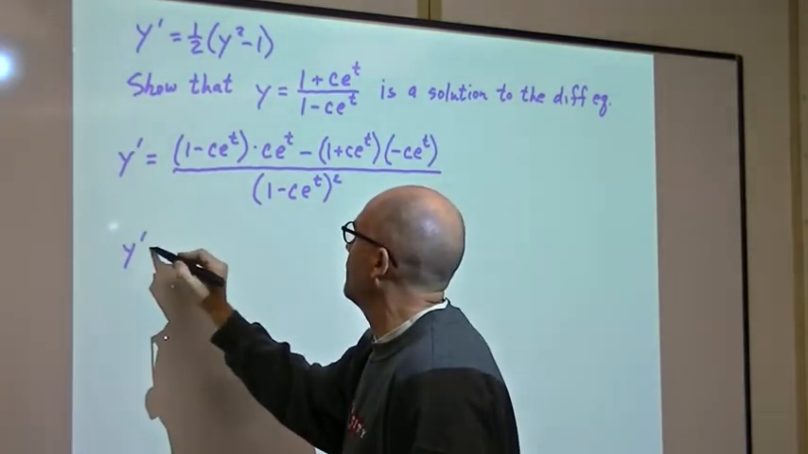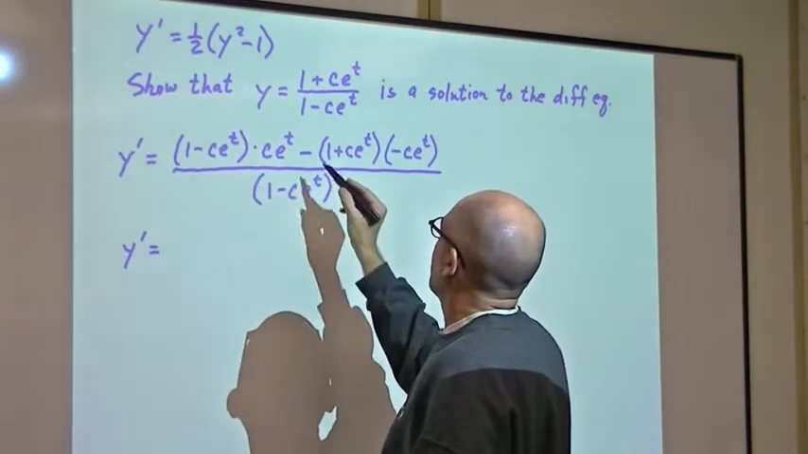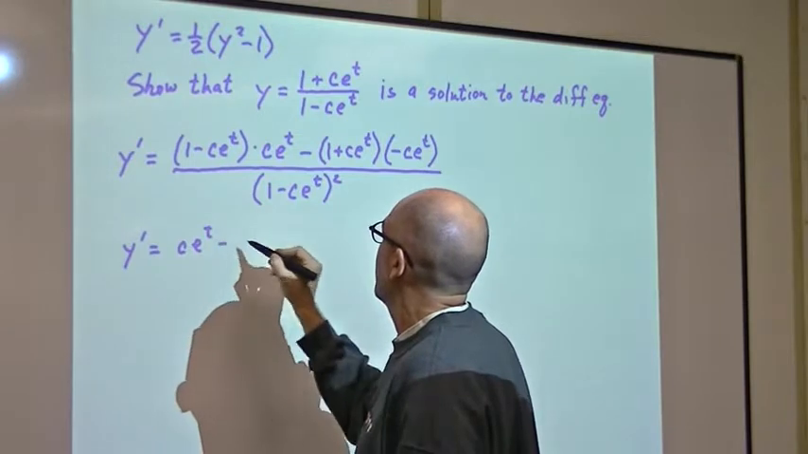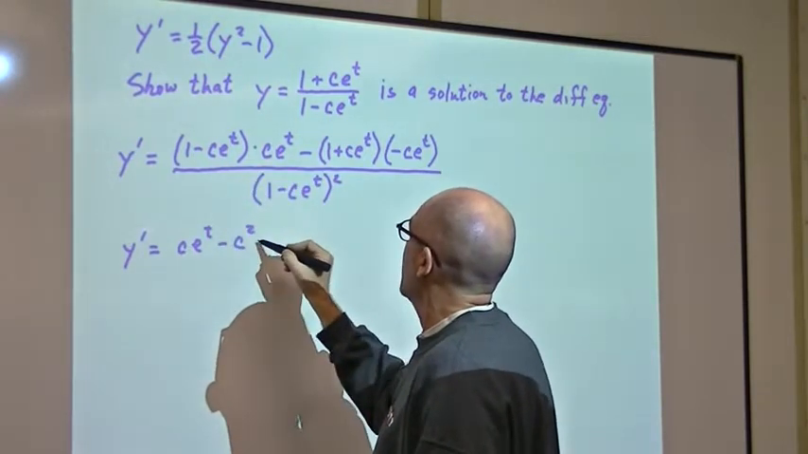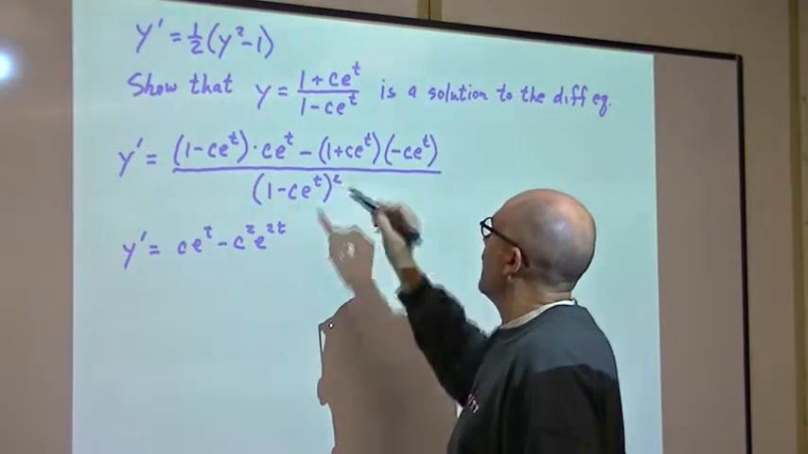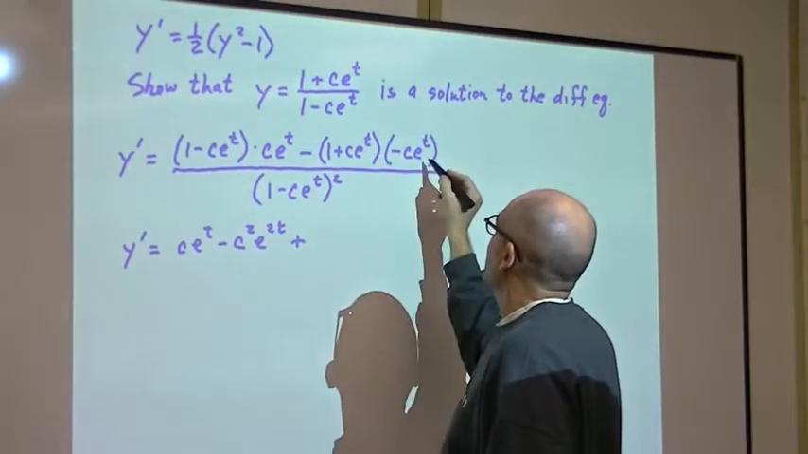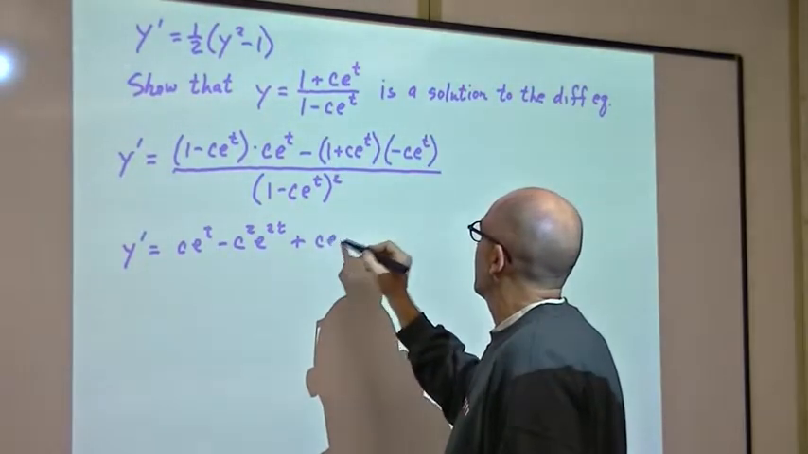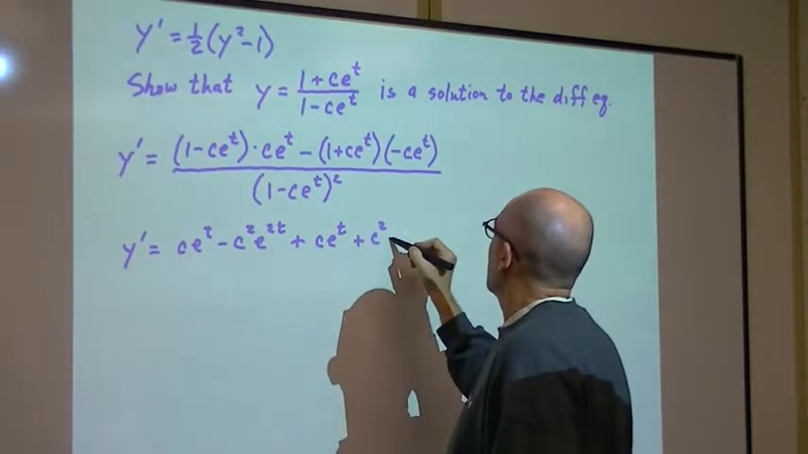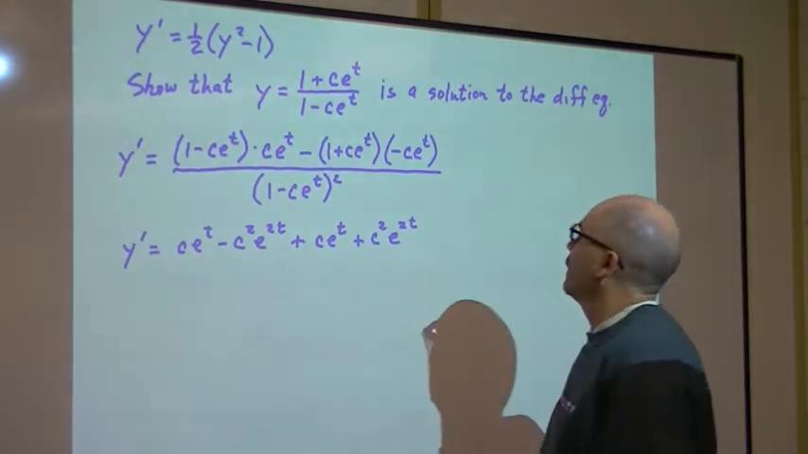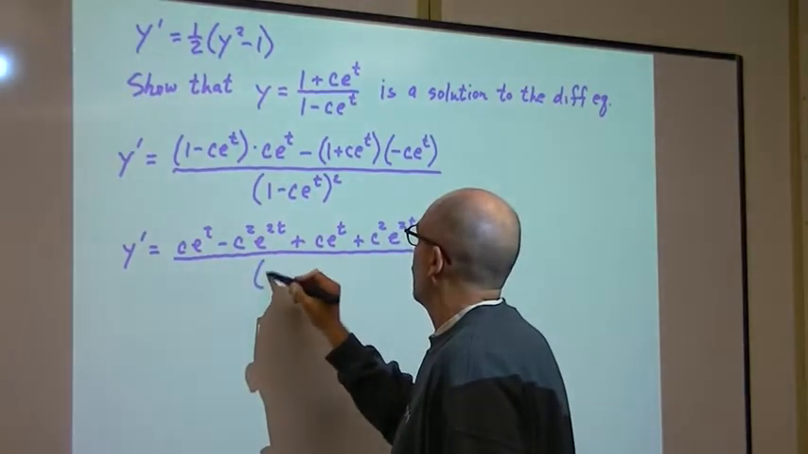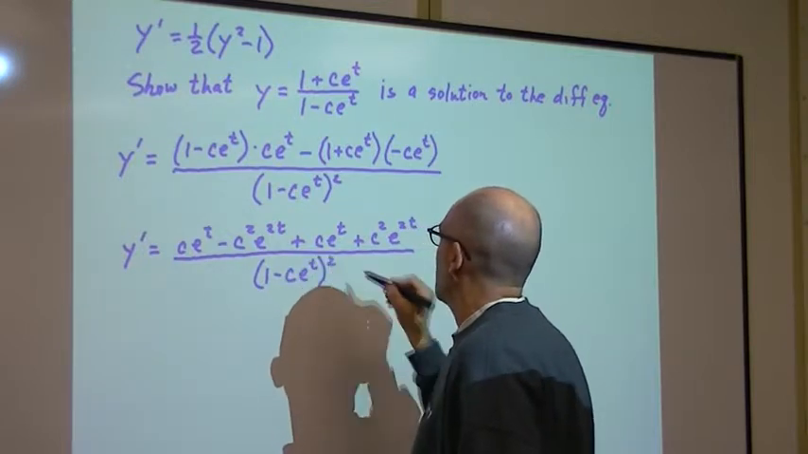So we've got y prime equals, okay, we've got the ce to the t times 1, which is ce to the t, minus c squared e to the 2t. So I just distributed that. Now I'm going to distribute this. Now minus a minus is going to be plus, and we've got ce to the t and plus c squared e to the 2t. So basically, now this whole thing is over 1 minus ce to the t squared.